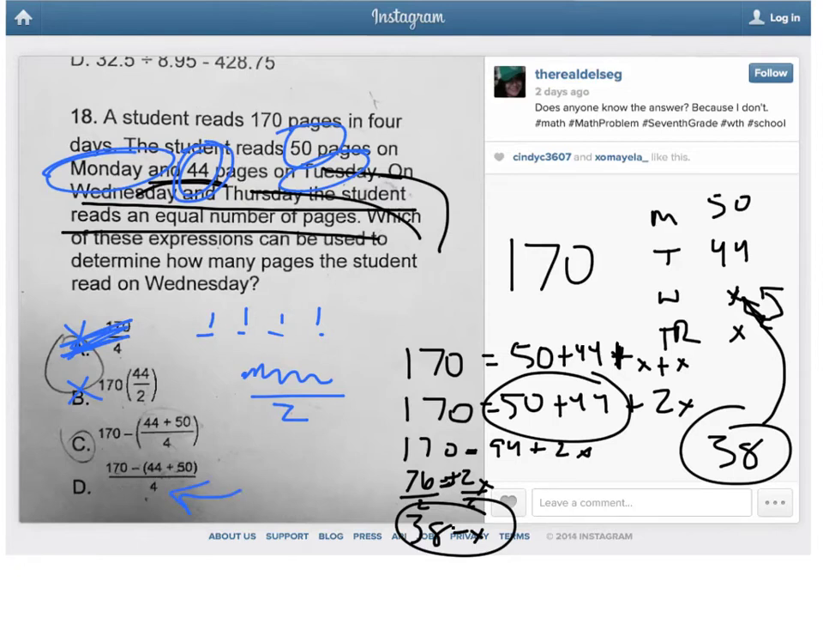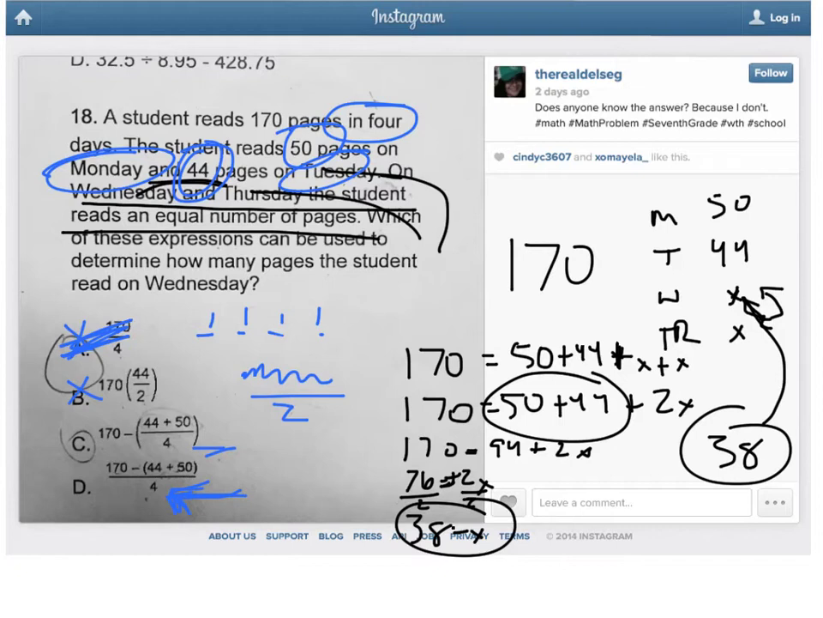But then they put 4 there. So it doesn't make any sense because you've already got 4 days. They're reading it over 4 days. And then you're splitting it by 4. That doesn't make sense because you're taking out 2 of the days. Why divide it by 4? That's 6 days. So it looks like all these are wrong.